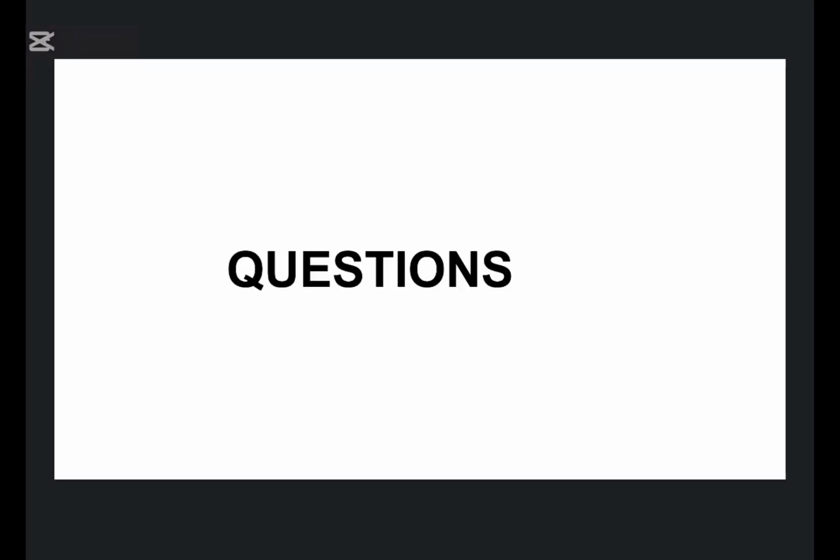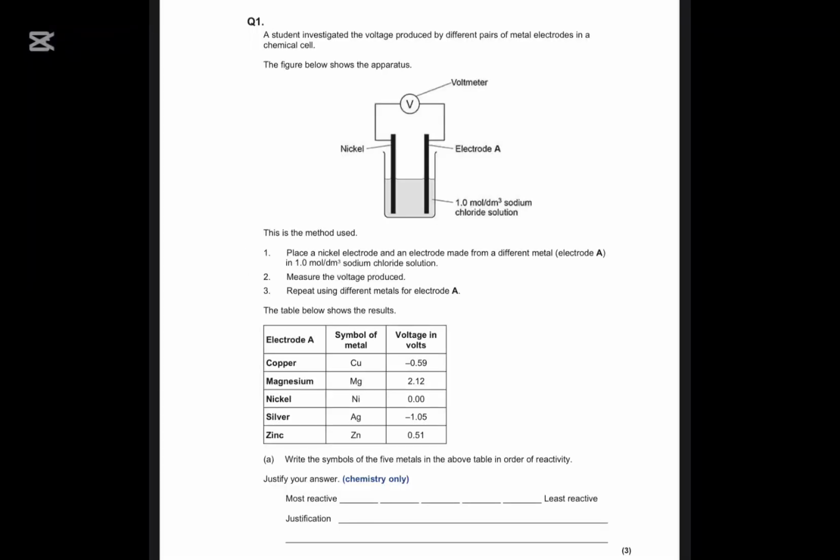Now let's study some GCSE questions. The first question says, a student investigated the voltage produced by different pairs of metal electrodes in a chemical cell. There's the figure below and the method used. The question says, write the symbols of the metals in the above table in order of reactivity. Justify your answer. It's very simple.